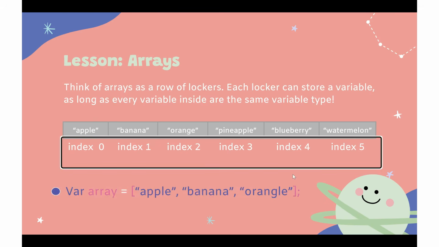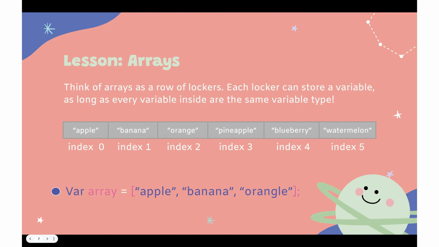This is how we would make an array with specific values. We can do var array and then set it equal to, inside of rectangular brackets, we can put the first variable, a comma, the second variable, and as many variables as you want, and then remember to end it with a semicolon.